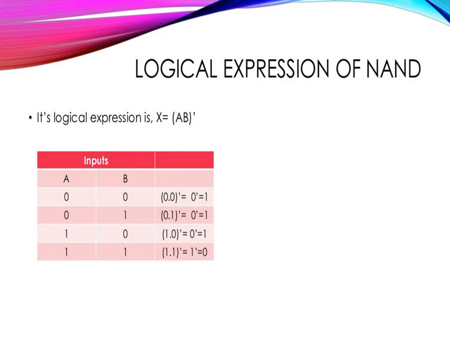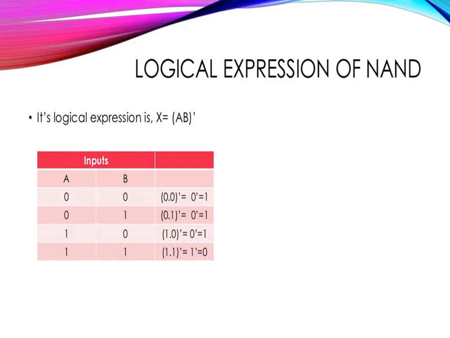Next, the logical expression of NAND gate. Its logical expression is x is equal to a into b the bar. See here, 0 0: 0 into 0 is 0. When it is applied with the NOT gate, it changes its state to 1. When 0 into 1, the output will be 0. When it is applied with the NOT operation, then output becomes 1.